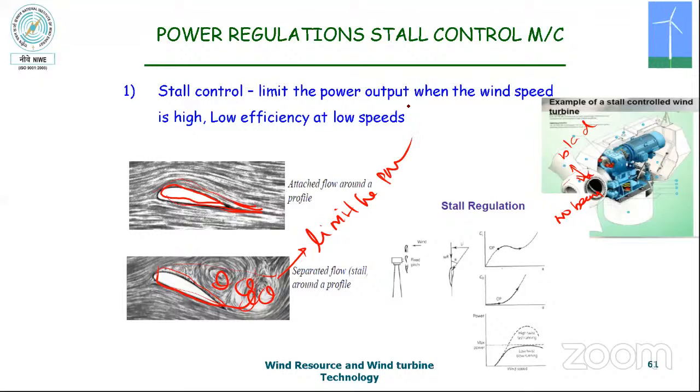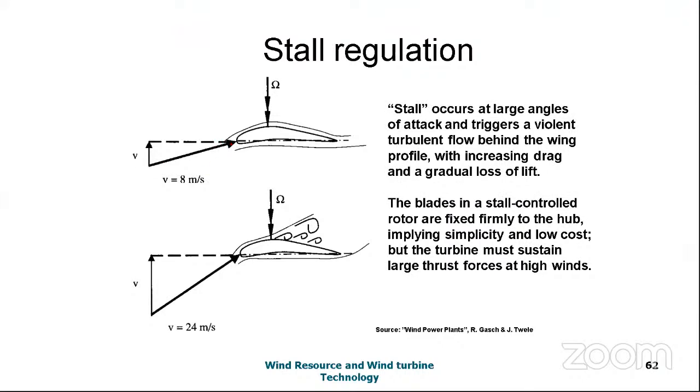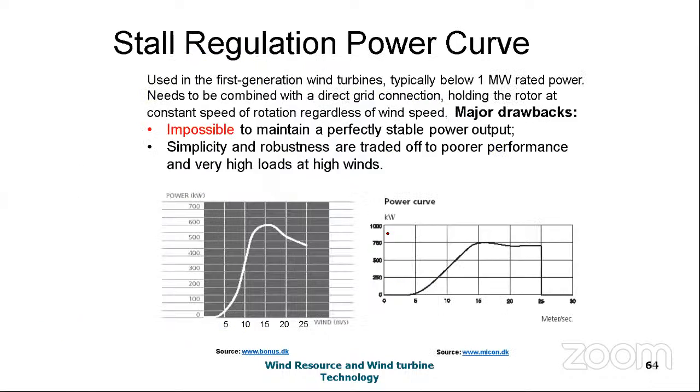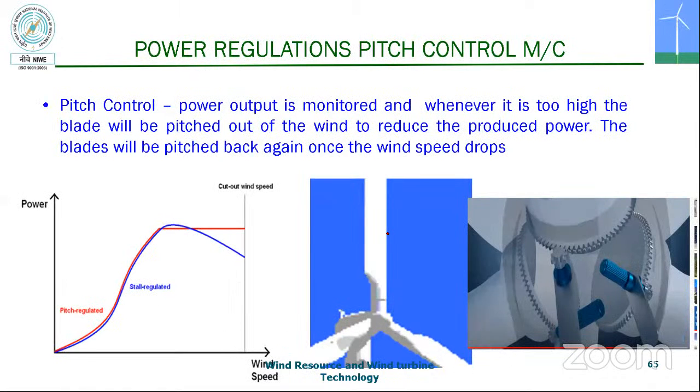You can see here stall regulation at 8 meter per second. The wind is blowing on the surface of the blade. At 24 meter per second, it's creating the turbulence. Correct? The blade is in a stall controlled. Rotors are fixed firmly to the hub, implying simplicity and a low cost, but the turbine must sustain large thrust forces at high wind speed. At high wind speed, it has to withstand high forces. This is the stall control turbine.